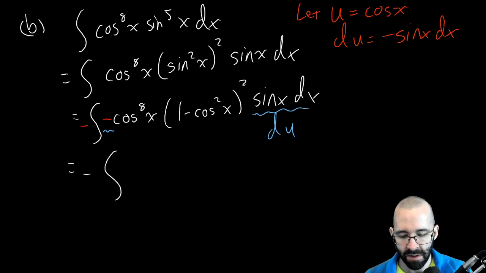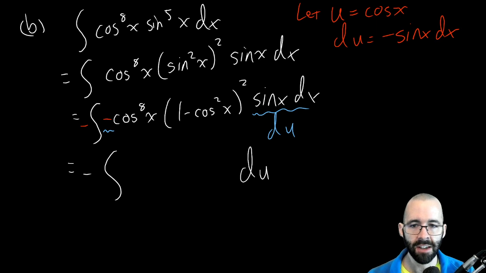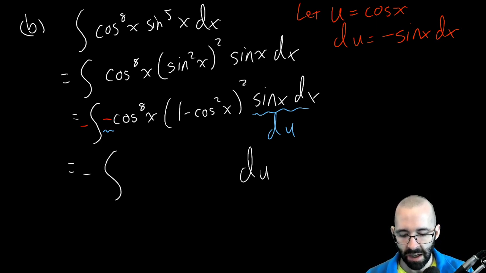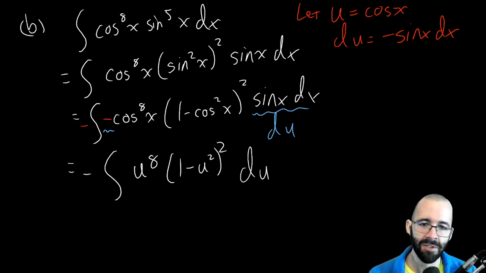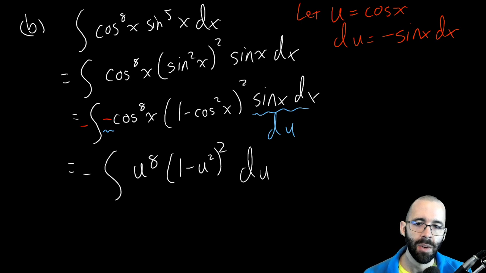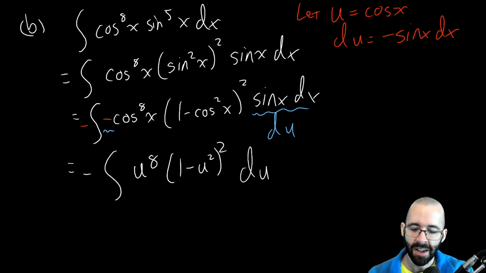We're left with negative. Blue is du. What are we left? What's the leftover? What doesn't have an underline? That's going to be cosine to the 8th times 1 minus u squared squared. Now don't panic. It's just some algebra. We don't have to do any fancy calculus methods here. We don't have to do a W substitution, which works both ways. The letter W or a second U substitution. We just FOIL this out and simplify.